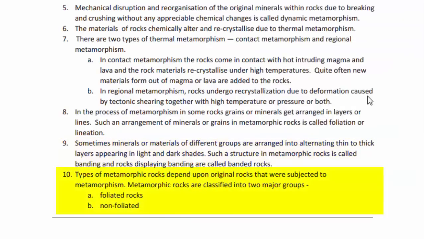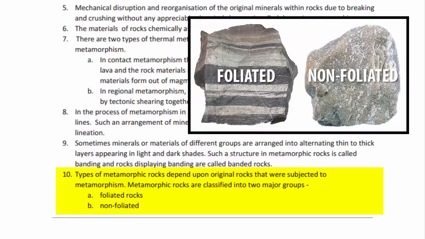Now types of metamorphic rocks depend upon the original rocks that were subjected to metamorphism. Metamorphic rocks are classified into two groups, foliated rocks and non-foliated rocks. We have read about what foliated rocks are. Under foliated rocks you will see a nice clear pattern sort of a thing, and then you have a banded rock. But the non-foliated rocks look like this. You'll see random patches of shades. Basically it looks like an ugly rough rock. But you will not at all find any layer. That's how you can recognize foliated and non-foliated metamorphic rock.